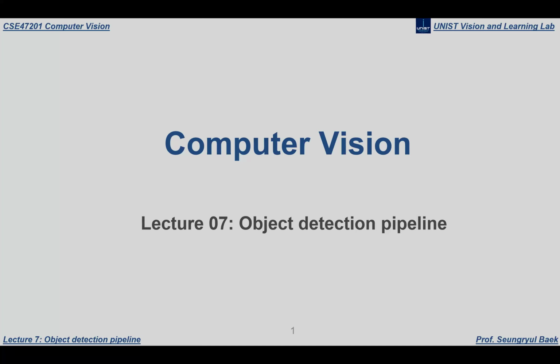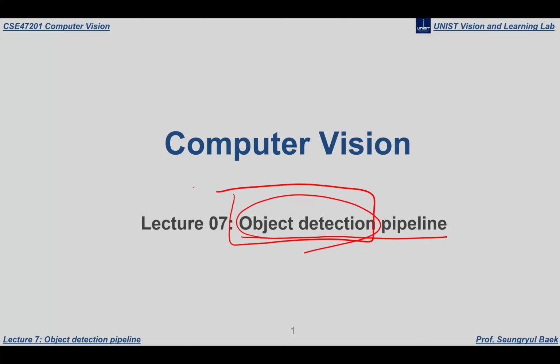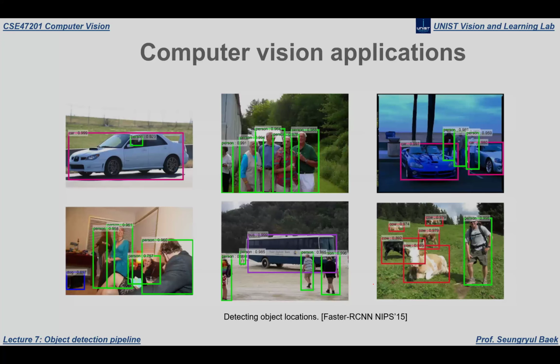And the next thing I want to teach is the object detection pipeline. Okay, so I mentioned that image classification, object detection, and semantic segmentation are three representative applications in the computer vision field. And we learned about image classification and semantic segmentation, how we can implement CNN architectures to solve the problems. But the remaining thing is how to solve object detection using the CNN architecture. Okay, so we will learn about that.